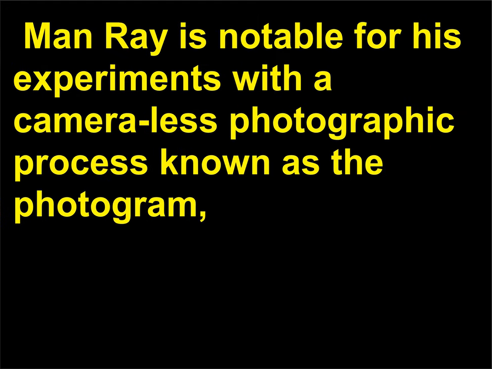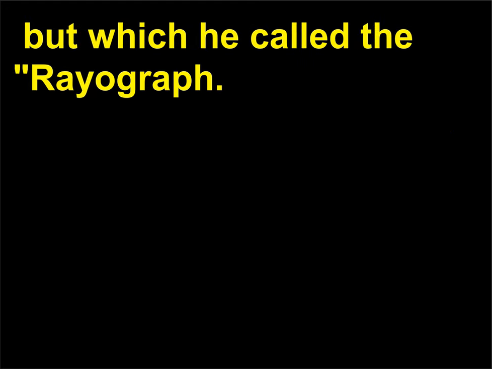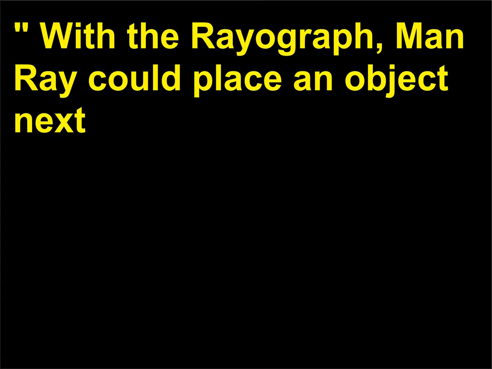Man Ray is notable for his experiments with a camera-less photographic process known as the photogram, but which he called the rayograph. With the rayograph, Man Ray could place an object next to light-sensitive paper to create automatic images.